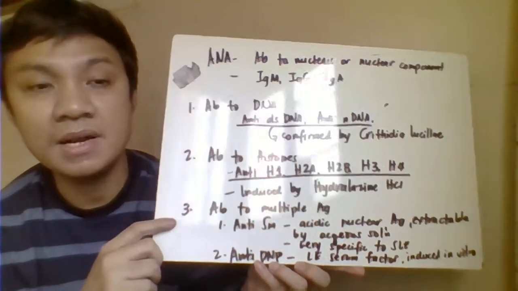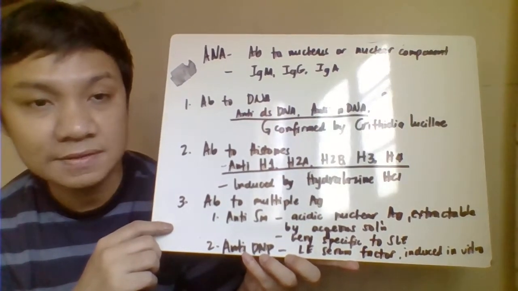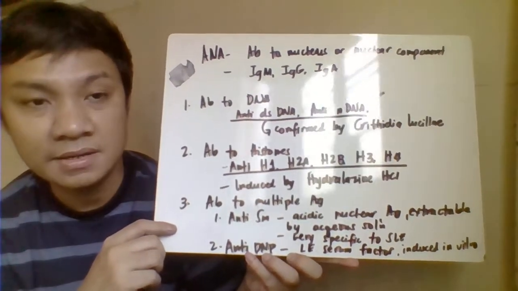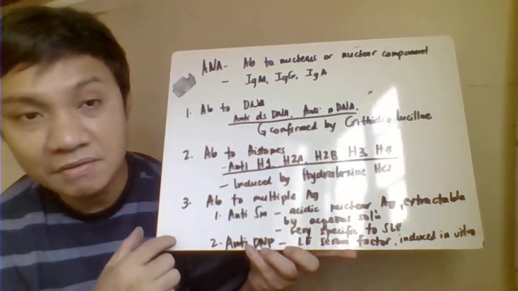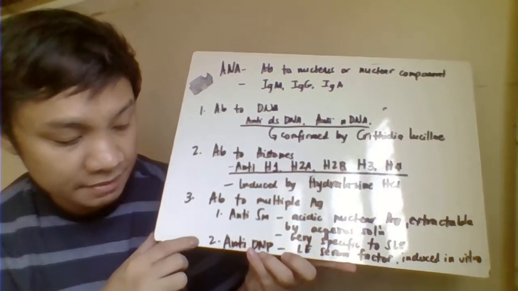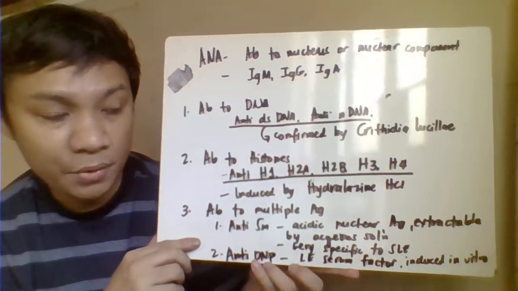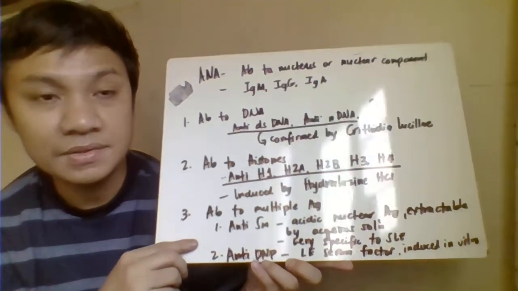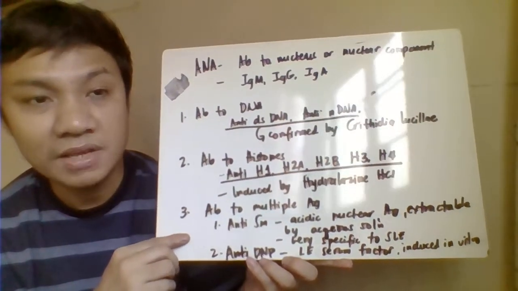Third one, we have your antibody to your multiple antigens. So we have your anti-Sm or anti-Smith antibody. This is an acidic nuclear antigen extractable by an aqueous solution, and this is very specific for SLE, along with your anti-double-stranded DNA. Another one, we have your anti-DNP, deoxynucleoprotein. This is also called your LE serum factor, and this is responsible for the LE cell formation. It is being induced in vitro.